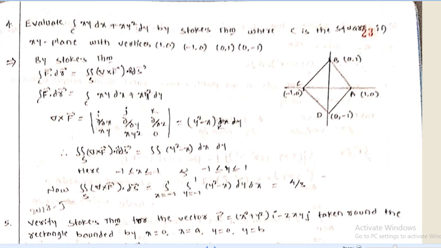So this is the square, whose vertices are (1, 0), (0, 1), (-1, 0), (0, -1). So use the limiting points x and y as -1 to +1, of (y² - x) dy dx. So after integrating this function and substituting +1 and -1, we will get the double integration of (∇ × F) · n̂ dS as 4/3.